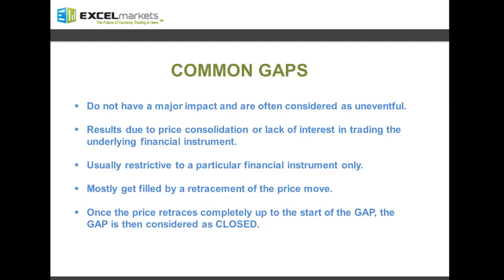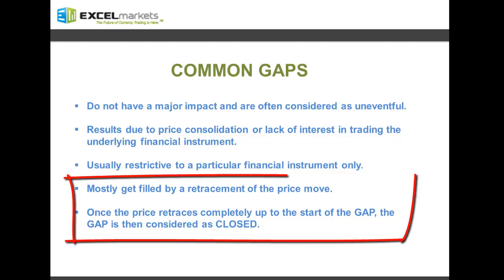So we begin with the first and the most common market gap, which also goes by the same name, the common gaps. These gaps are often considered as an uneventful one and are mostly restricted to a particular financial instrument only. These gaps are usually formed as a result of price consolidation or the lack of interest in trading the underlying financial instrument. The gap formation is mostly followed by the price retracement back towards the starting point of the gap. This is referred to as the gap being filled or closed.